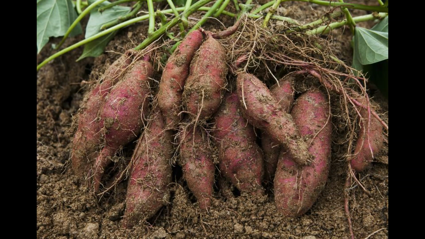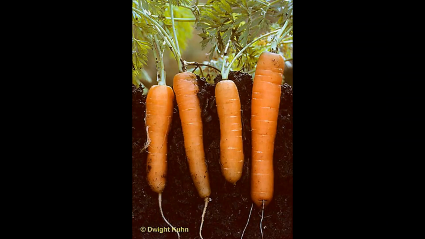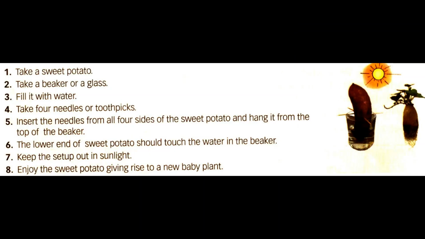There are some plants that grow from roots, such as beetroot, carrot, sweet potato. Let us do an activity. Take a sweet potato. Take a beaker or a glass and fill it with water. Now take 4 needles or long toothpicks and insert them from all 4 sides of the sweet potato and hang it from the top of the beaker or glass.